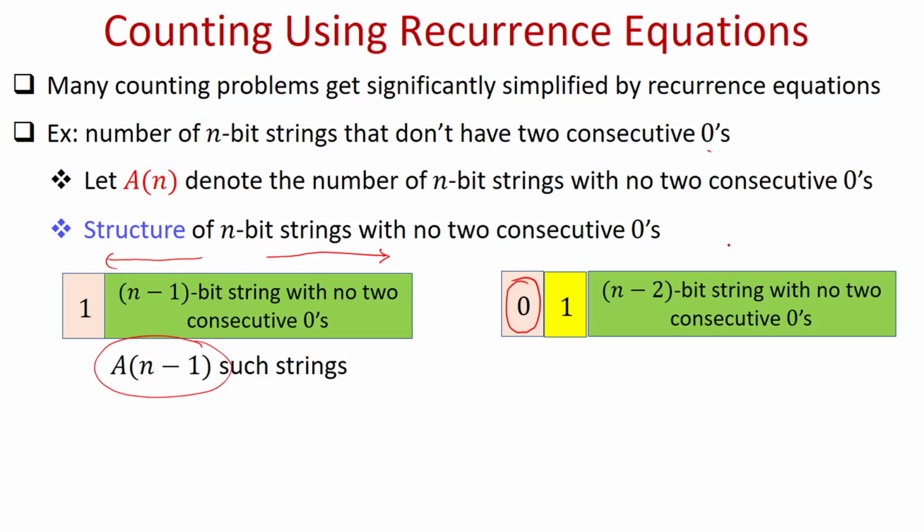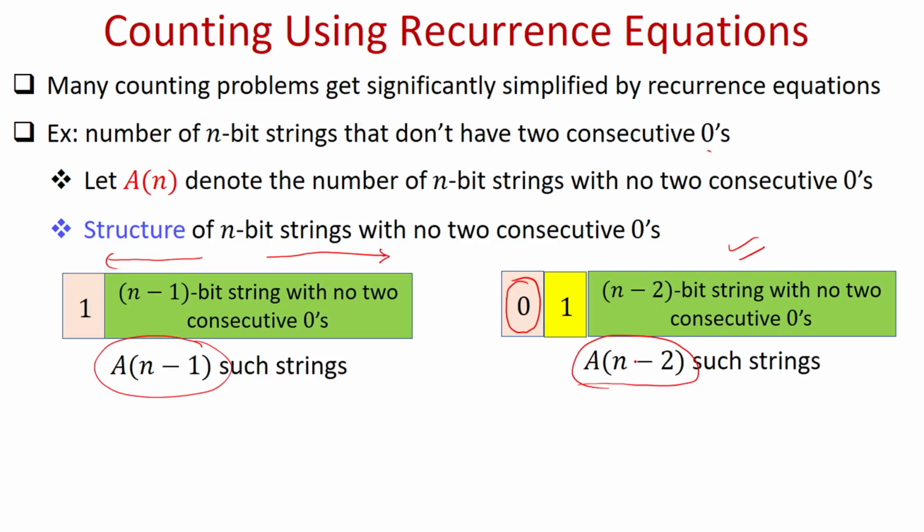And how many strings in the second category? My claim is that the number of strings in this category is nothing but a of n minus 2, because as per the definition of my a function, the number of strings of length n minus 2 which do not have an occurrence of two consecutive zeros is a of n minus 2. And you take any string of length n minus 2 bits which does not have an occurrence of two consecutive zeros, and you put 0 and 1 at the beginning of such a string, that will give you a valid string of length n bits which does not have an occurrence of two consecutive zeros.